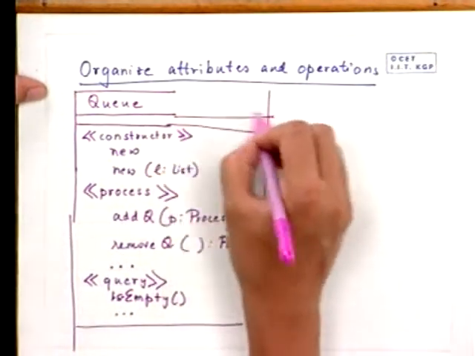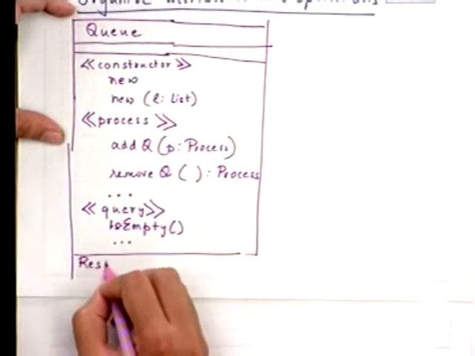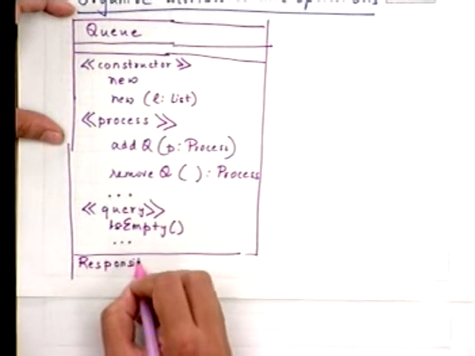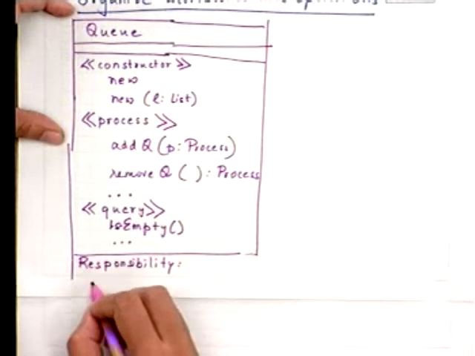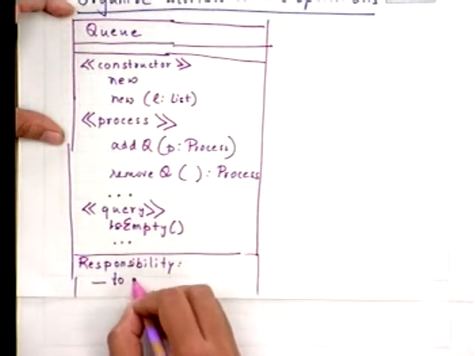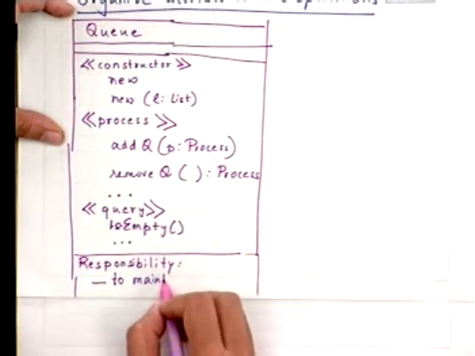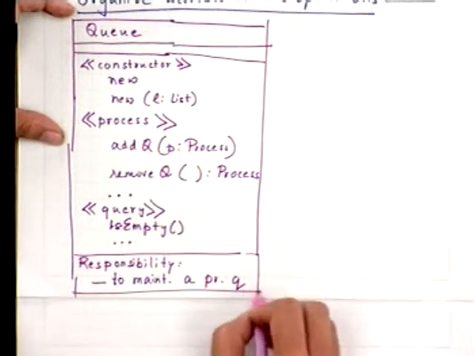Followed by the responsibilities of the queue, if any. For example, the responsibility of this class may be to maintain a priority queue of the processes.